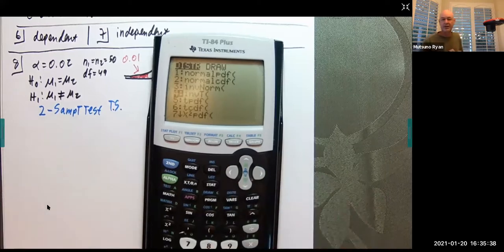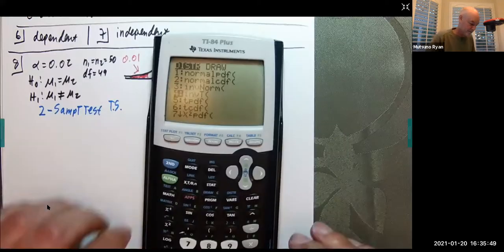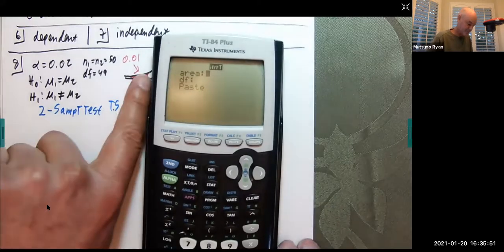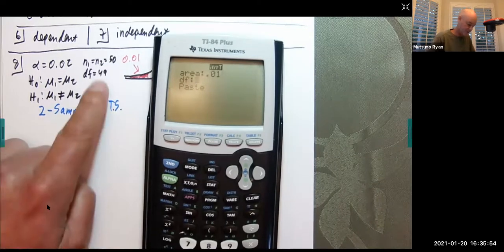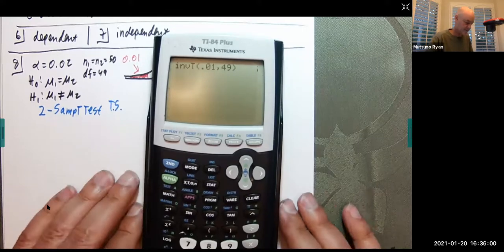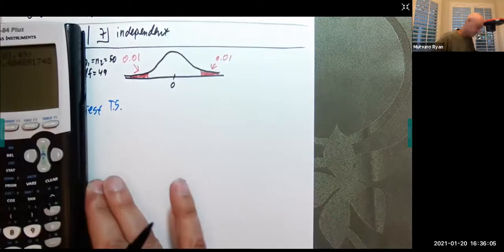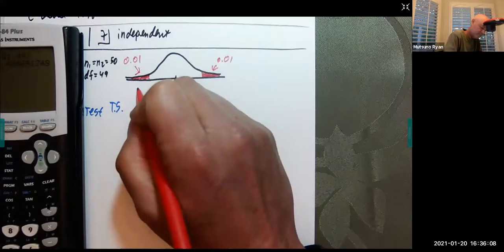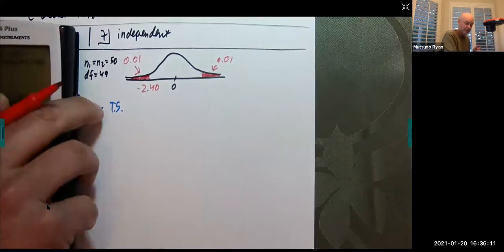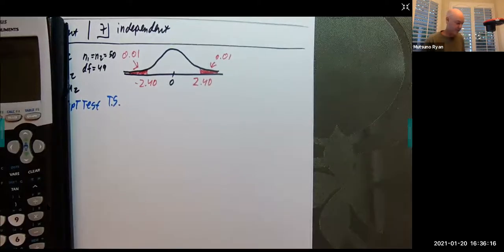Inverse t. Now, if you have an older calculator, a TI-30 maybe, you may not have inverse t. You'll have to look it up using the t table. So inverse t. Now the area is always area to the left, 0.01 in this case. Degrees of freedom is 49. Negative 2.40. And I could run it again. It would give me a positive 2.40. So here are my critical values.